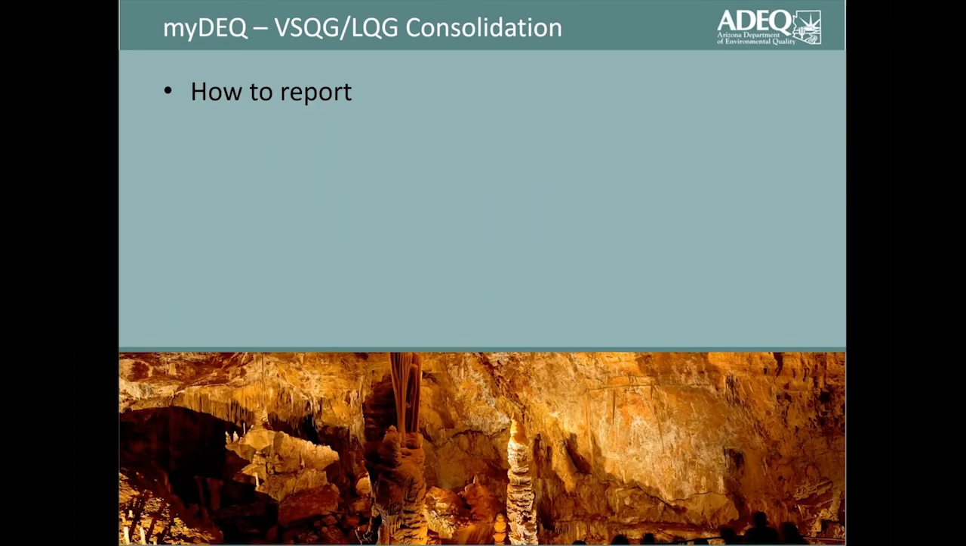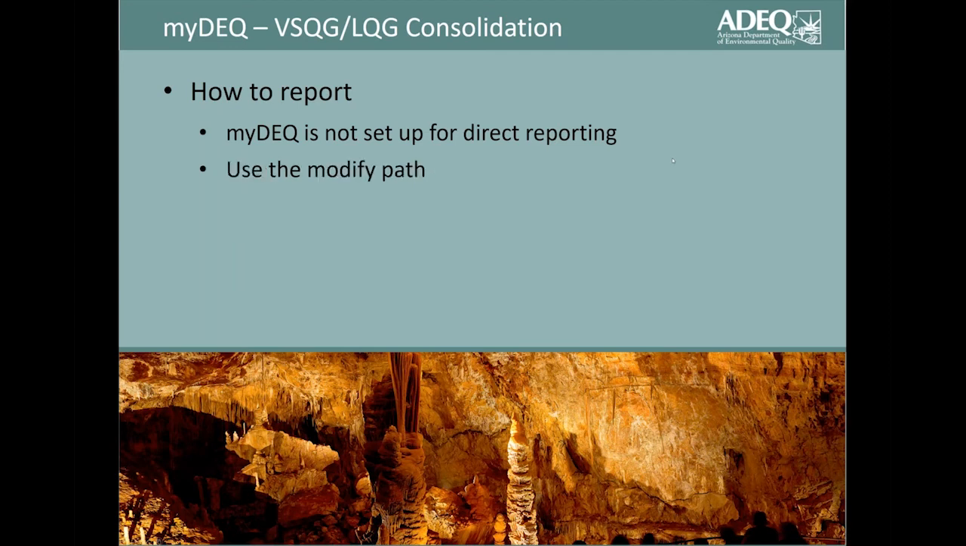Okay, so how do you report if MyDEQ isn't set up for this yet? Okay, so we've developed a workaround. After logging in to MyDEQ and finding the large quantity generator for which you want to be consolidating the VSQGs into on My Stuff, choose the modified path when clicking on the drop-down list to the right of the site's information, like we've been doing in the other examples today.